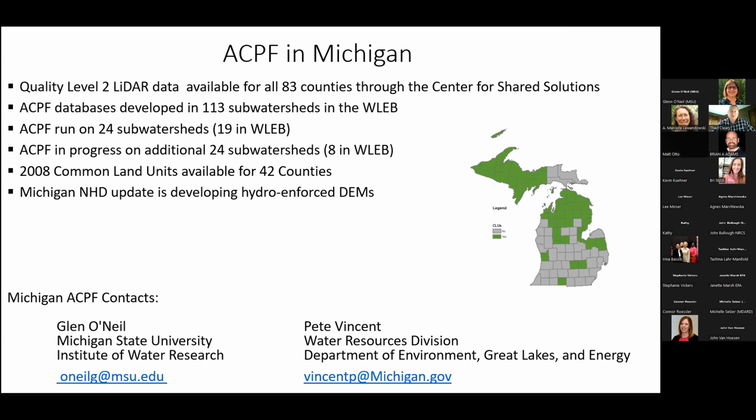The question earlier about Glenn had talked about the common land units. Basically, you need to have the crop fields digitized. We do have access to the 2008 common land units, the field digitizing that USDA did for 42 counties. Unfortunately, you can see there that most of them are in northern Michigan, where our southern part, where we have the most intense agriculture, we had the least amount of those common land units.